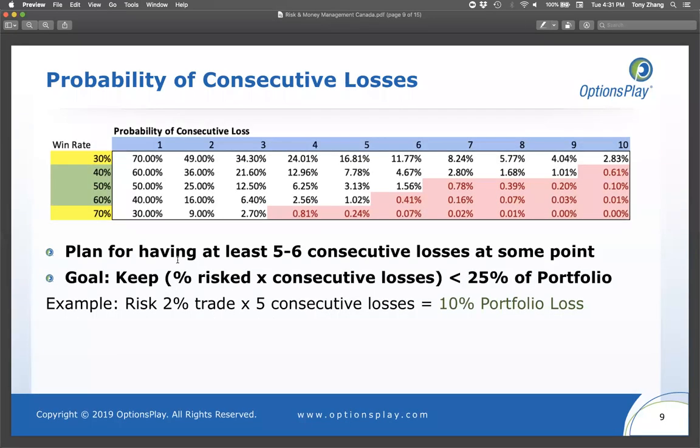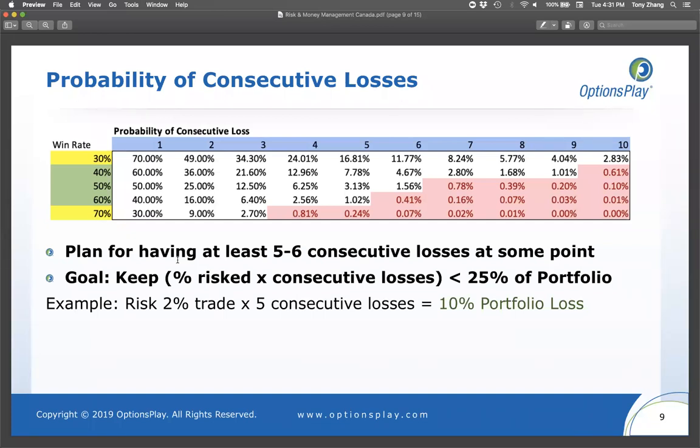Next, what I want to look at is the probability of having consecutive losses, right? Because we've talked about, if I risk 10% of my account per trade, I can take 10 consecutive losses before I blow up my account. If I risk 2% of my account, I can take 50 consecutive losses. But the goal here is not to just prevent blowups, but to prevent your account from losing more than 25%.